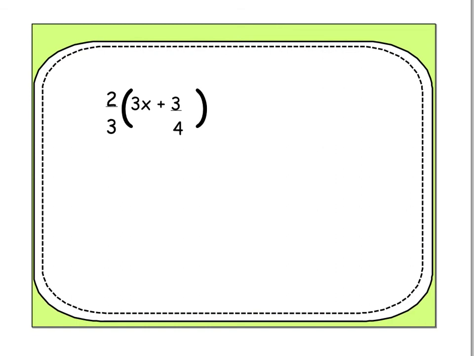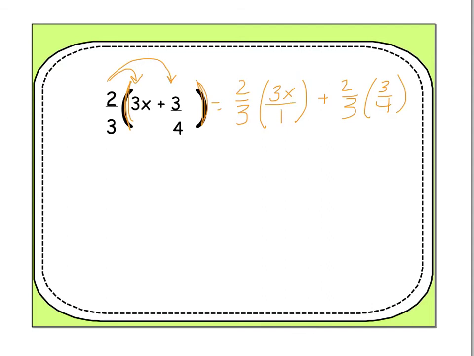We've got another fraction 1 here, and we're going to notice that the 2/3 is the one that wants into the party. So 2/3 would have to shake hands with 3x, and then the 2/3 would have to shake hands with the 3/4. Now I'm going to make this a fraction to make it easier on us. We'll multiply top times top to get 6x, bottom times bottom to give us 3, top times top gives us 6, bottom times bottom gives us 12, and then we're going to go through and simplify.